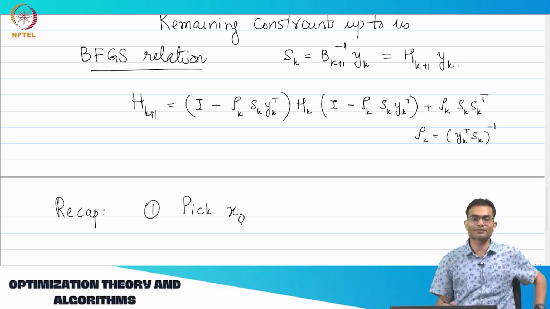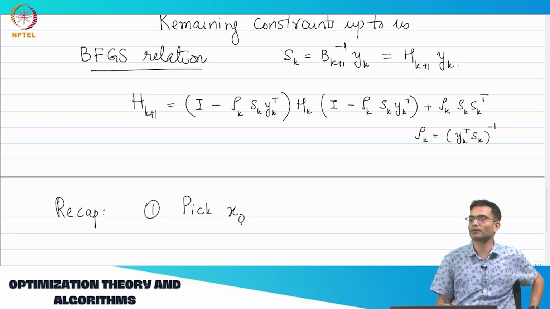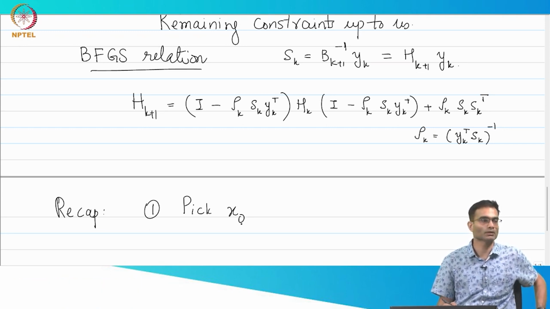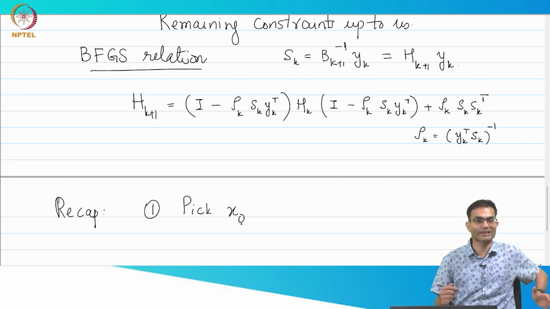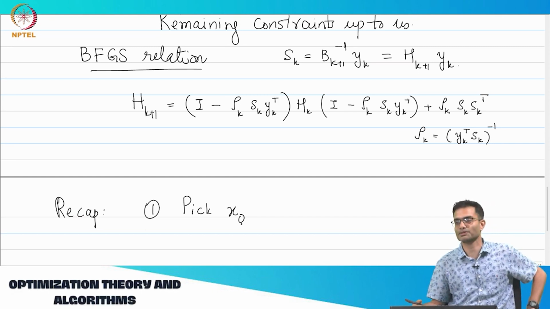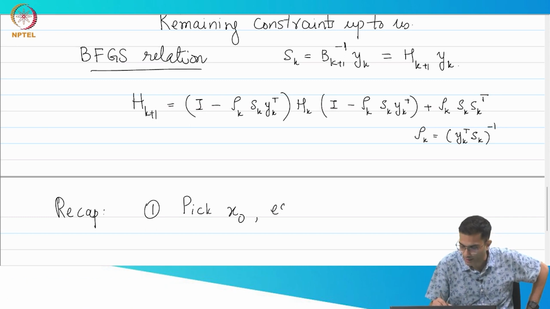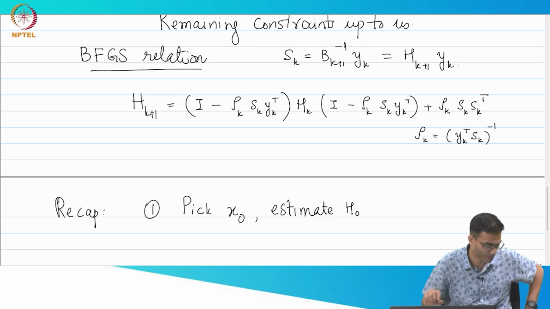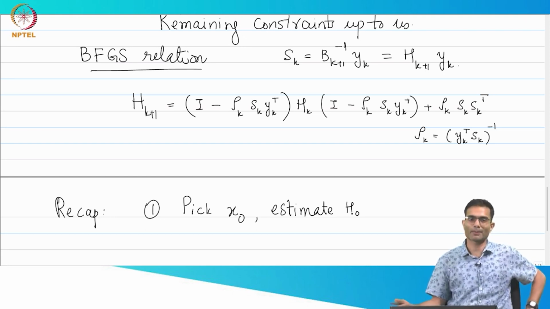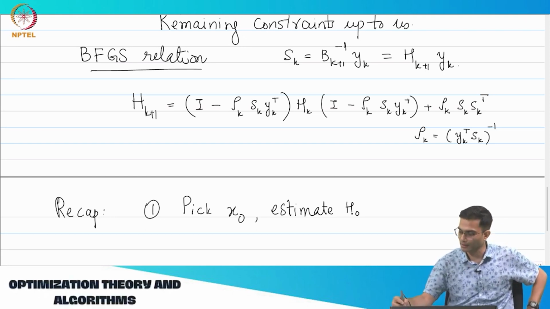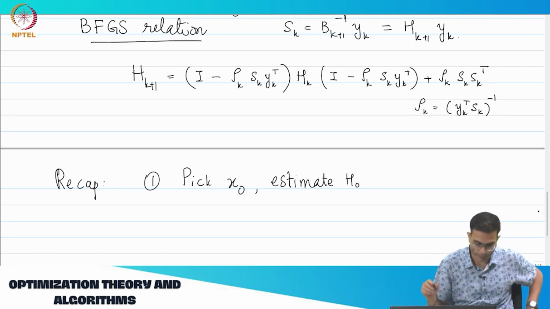Now notice this BFGS relation. Can I compute it from scratch? For example, at k equal to 0, what do I need in order to kickstart this expression? I need H0. Somehow you need to tell me H0. So I am going to say pick H0 and estimate H0. Maybe you need to pay a one-time price to get H0.